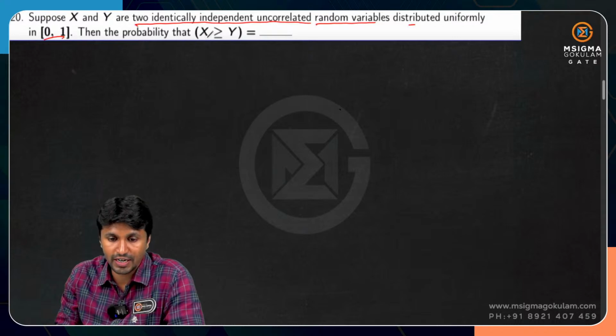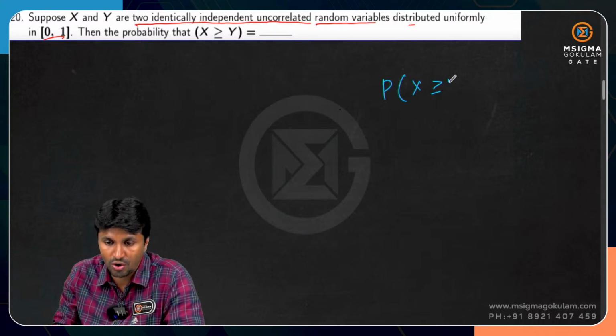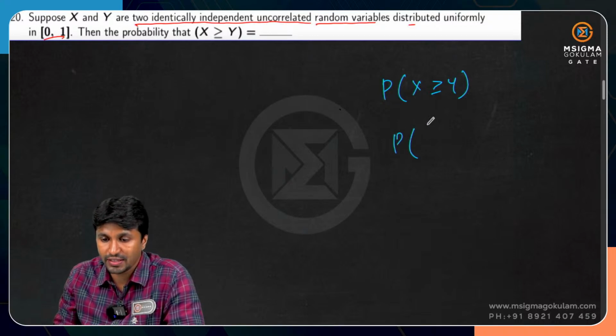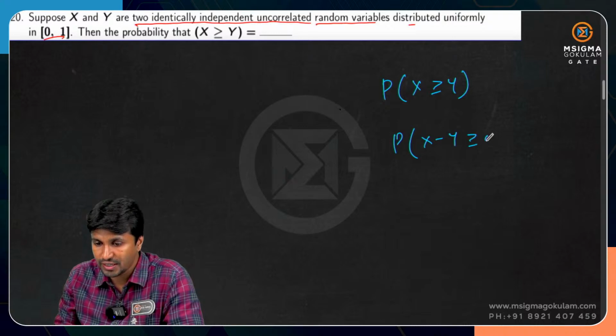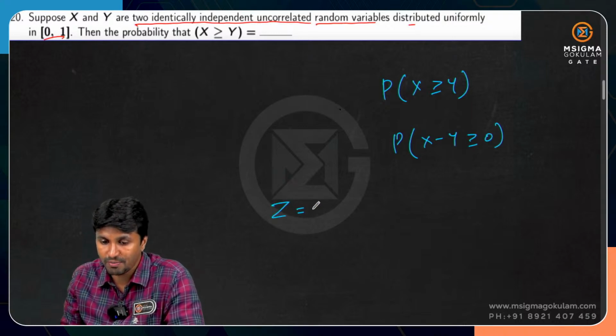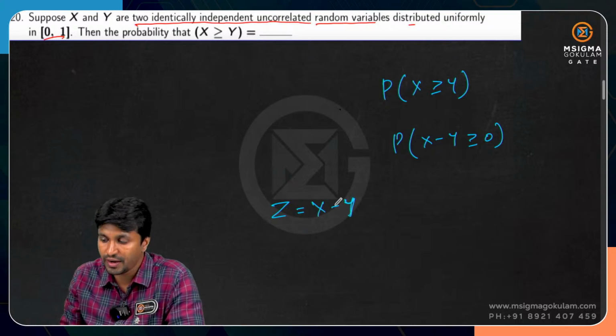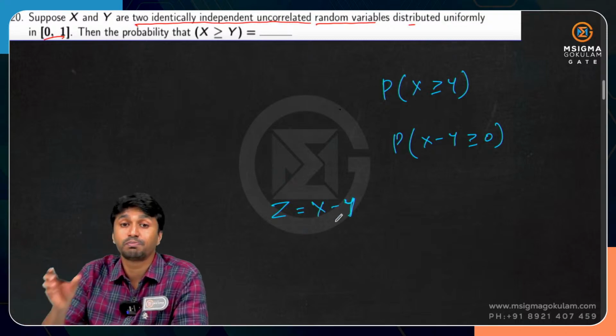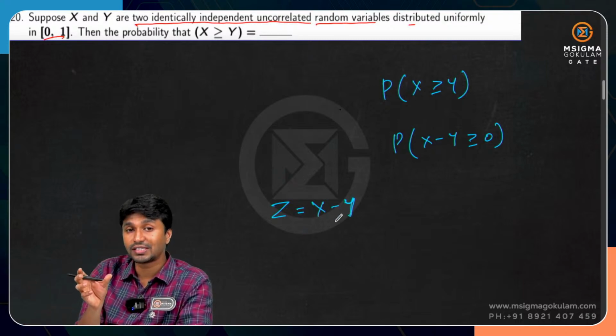The probability that x is greater than or equal to y, right? So what I am going to do is I will take this y to the other side. So therefore, x minus y is greater than or equal to 0, right? I will define a new random variable z is equal to x minus y, right? So we have looked at this special case, okay? We have already discussed this in the class.